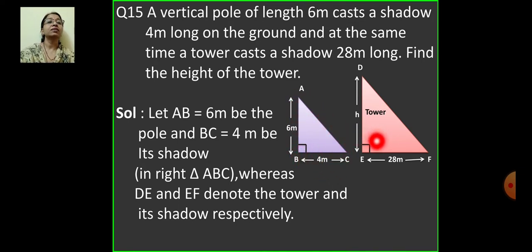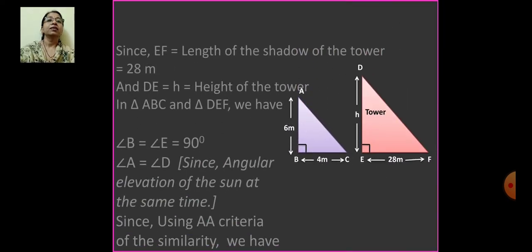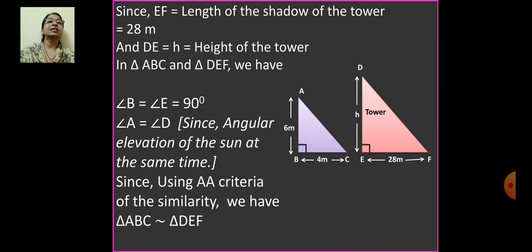Now come to the other triangle. Here DE represents the height of the tower which we have to calculate, so let us denote it by letter H, and this tower casts a shadow of length 28 meter. Since EF, the length of the shadow of the tower, is 28 meter, and DE is the height of the tower which we have denoted as H, now how to find this H?